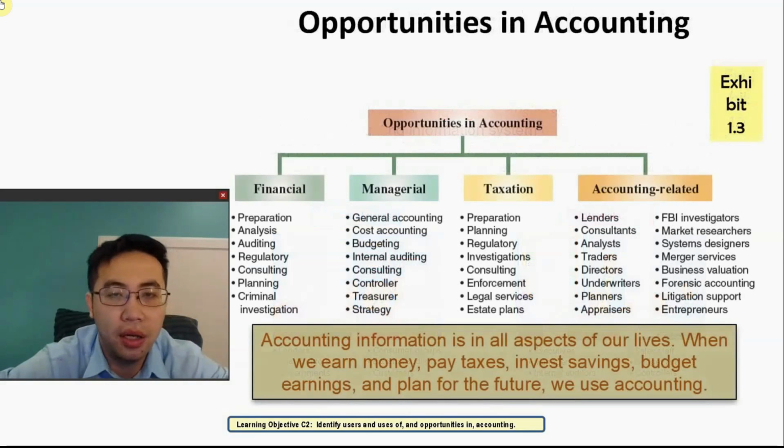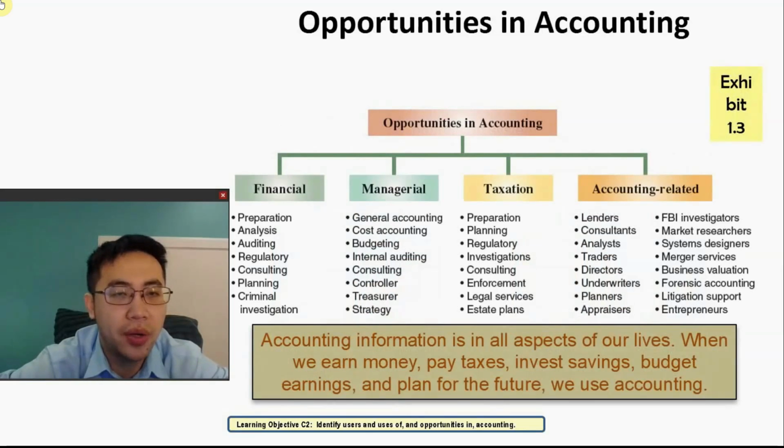So here are the jobs related with the accounting profession. You have financial jobs. These people prepare the accounting numbers, analyze the financial statements, and develop ratios. And the financial people also audit the accounting books to make sure nothing is wrong.